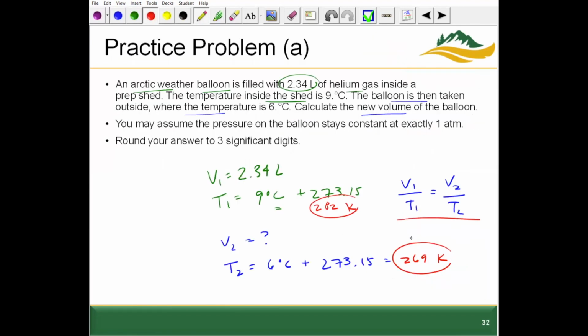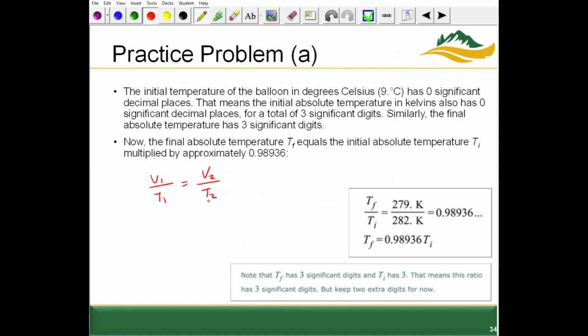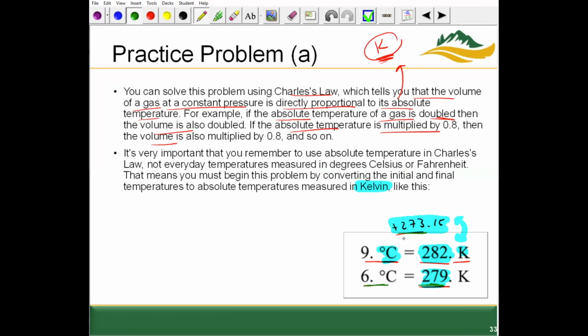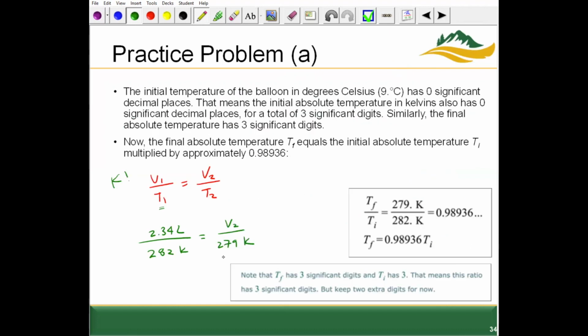So we're going to use V1 T1 over V2 T2, or V1 over T1 is equal to V2 over T2. Then we plug in the volume and the temperature, but in Kelvin. Oops, this should be 279 Kelvin. Sorry about that. So 6 degrees plus 273 is 279 Kelvin. So not 269, but 279 Kelvin. So as we're setting this up, our only unknown is V2. And again, Alex is solving it in a slightly different way. I like to set it up as Charles' law and plug in what we know, then solve for whatever unknown is left.